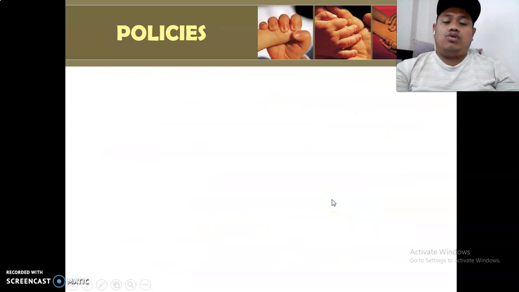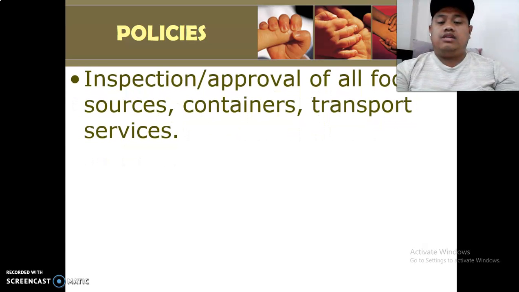Now, when I talk about your food sanitation program, these are the policies followed by the program itself. Number one is that inspection and approval of all food sources, containers, and transport services should be done, which is basically before you can establish a food establishment. You are required to follow whatever policies are set by the food sanitation program, including getting a sanitation certificate, a food certificate, and health certificates of the food handlers that you will be employing.